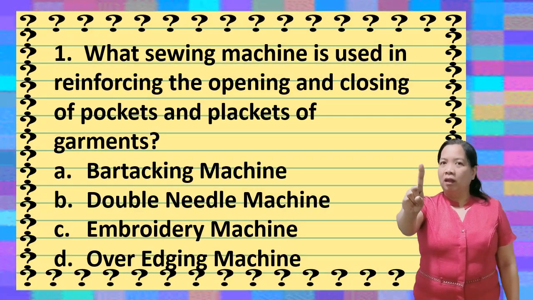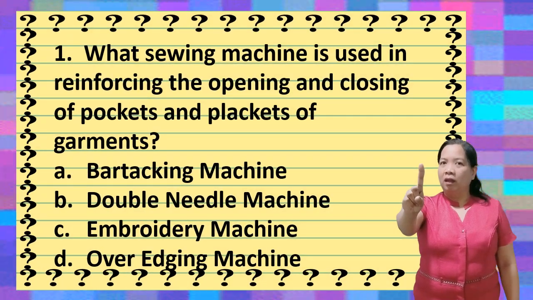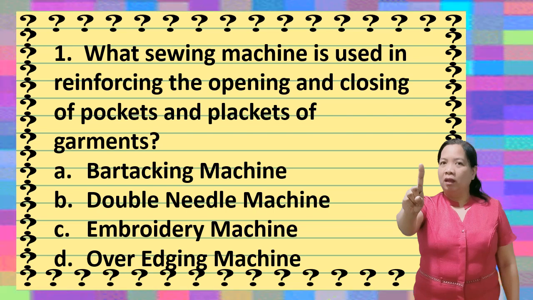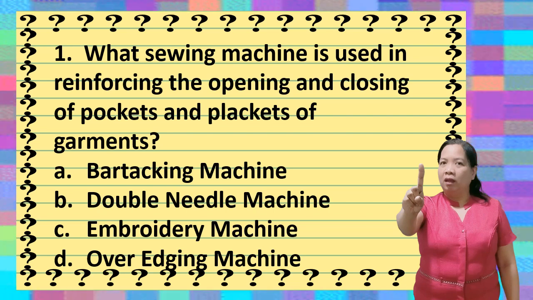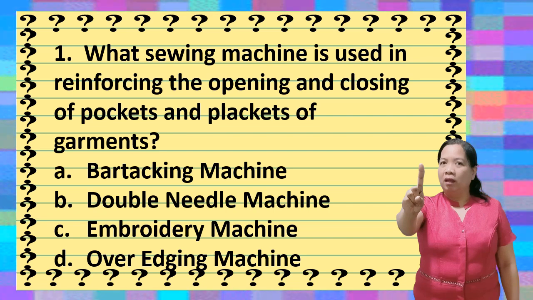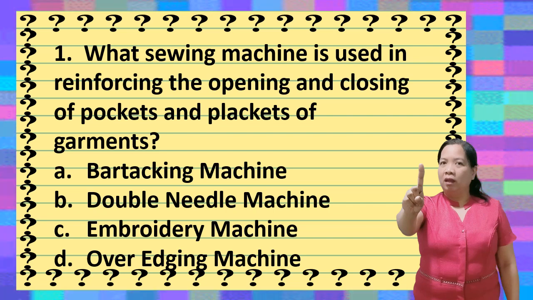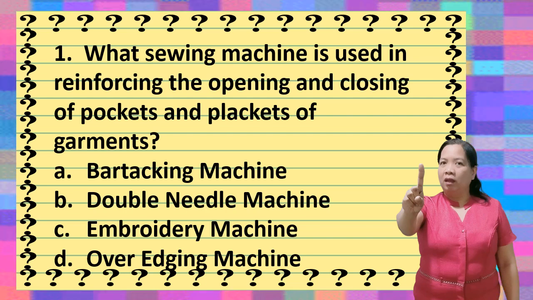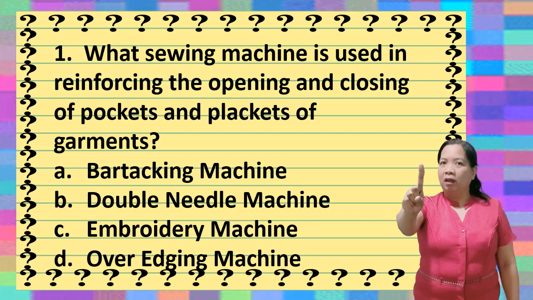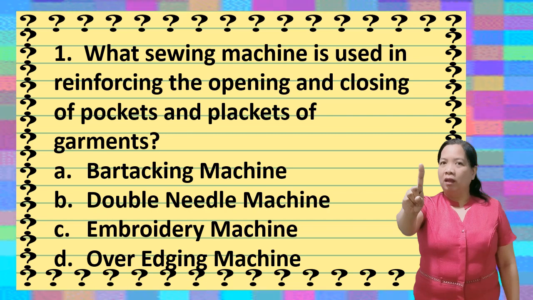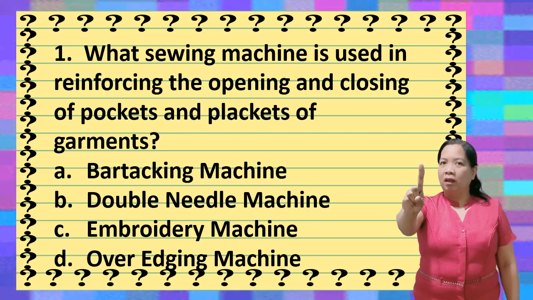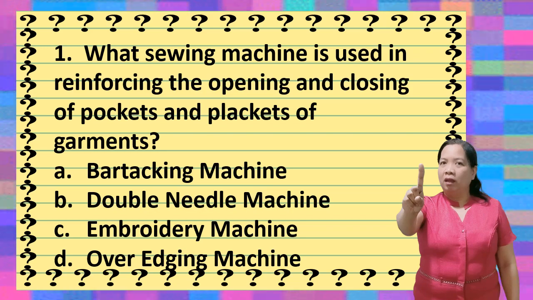Number 1. What sewing machine is used in reinforcing the opening and closing of pockets and plackets of garments? Is it A, bar tacking machine? Letter B, double needle machine? Letter C, embroidery machine? Or letter D, over edging machine? What is the correct answer?